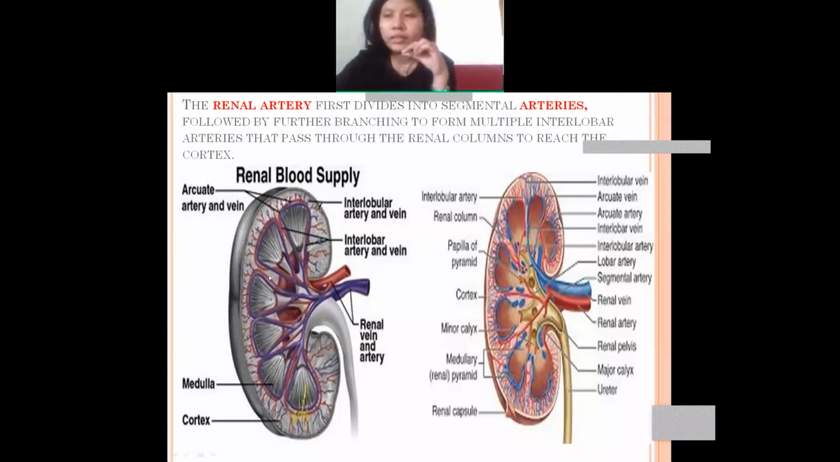Did you understand till here? I'll repeat again. First comes the renal artery. Understand?